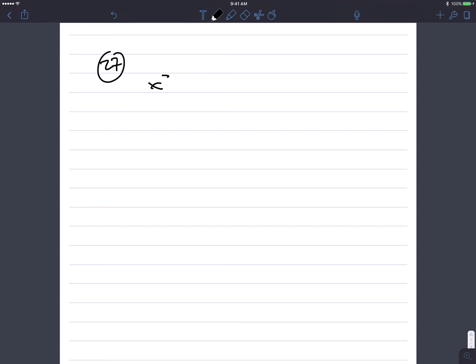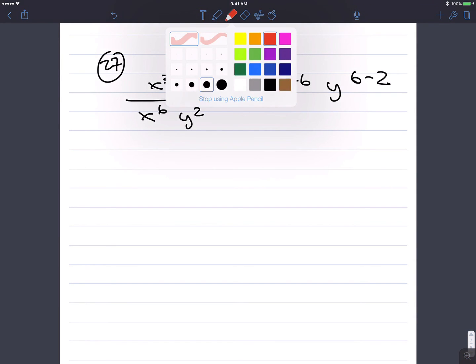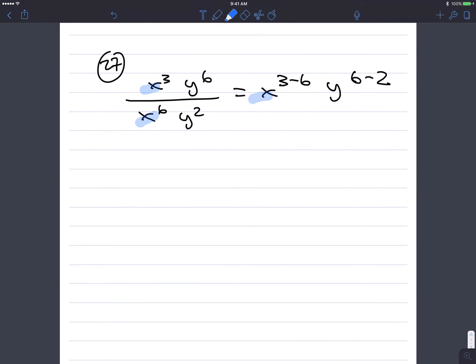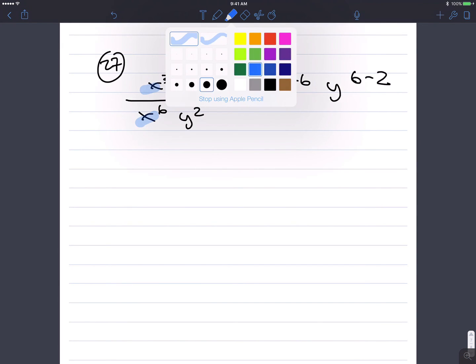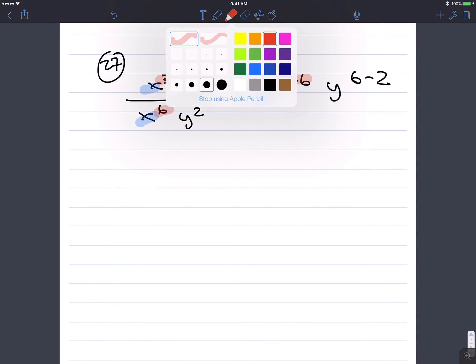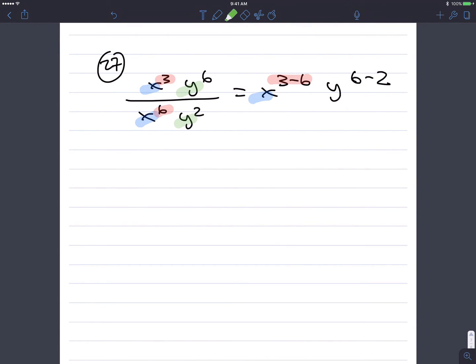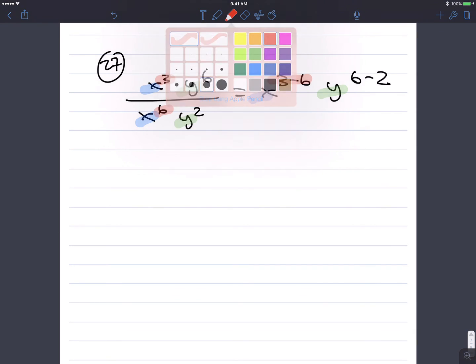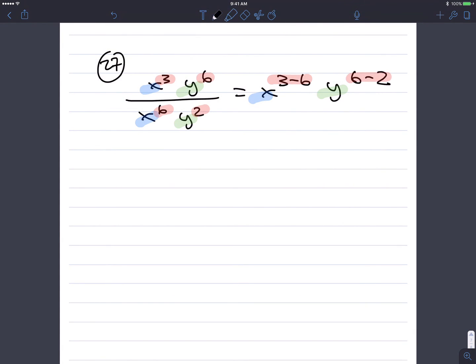(27) x cubed y to the 6 over x to the 6 y squared. We get x to the 3 minus 6, y to the 6 minus 2. Same base, we subtract the powers, 3 minus 6. Here's your subtraction. Different base, they're both y. Keep the y. 6 minus 2. We get x to the negative 3, y to the 4th.